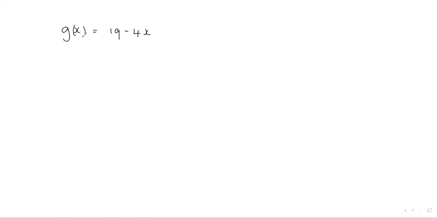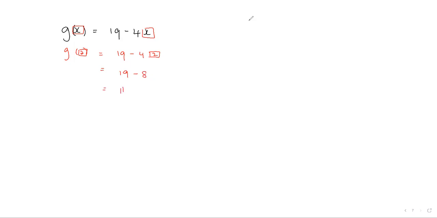All right, so let's say they told us g of x is equal to 19 minus 4x. They could tell us to find g of 2. Now, if they tell us to find g of 2, it means that everywhere we have x, we're going to replace x with 2. So that will become 19 minus 4 2s are 8. So 19 minus 8 would be 11.